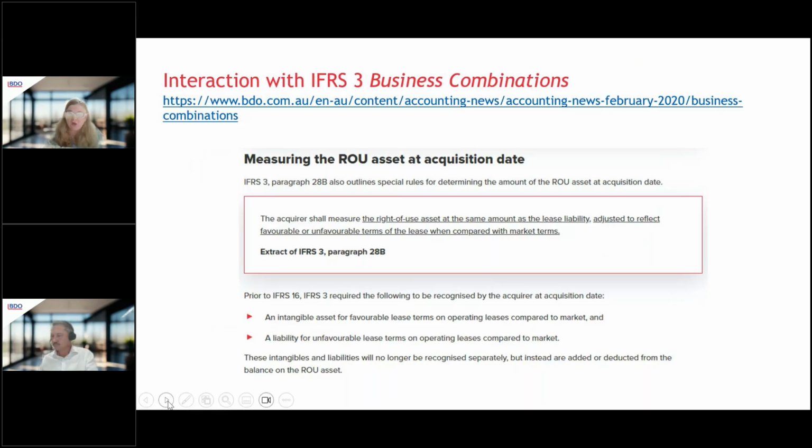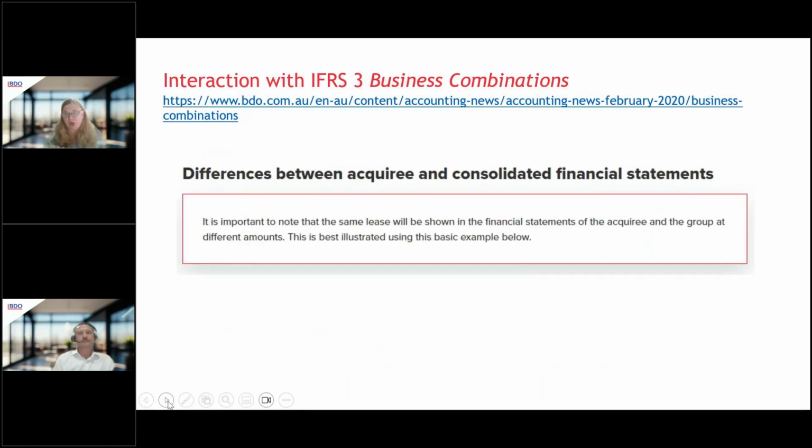Now, this could often result in 2 sets of books. So we need lease records for the acquirer for the lease portfolio that are very different to the lease records that will appear in the books of the acquiree going forward. So just to note, often as a result of a business combination, if the acquiree continues to report and the acquirer reports in consolidated financial statements, there is a need for 2 sets of books.